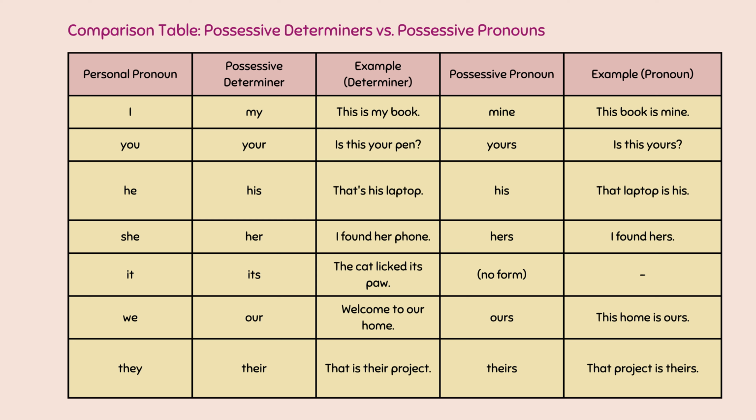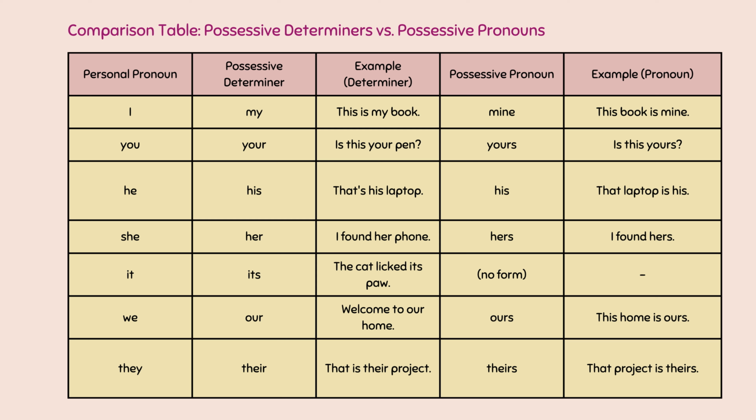She, possessive determiner: I found her phone. Her is placed before the noun phone to show who it belongs to. Possessive pronoun: I found hers. Hers replaces her phone. It avoids repeating the noun again.